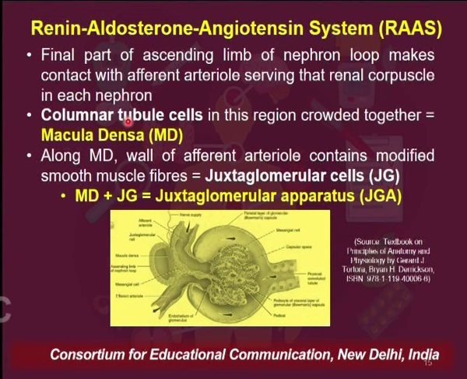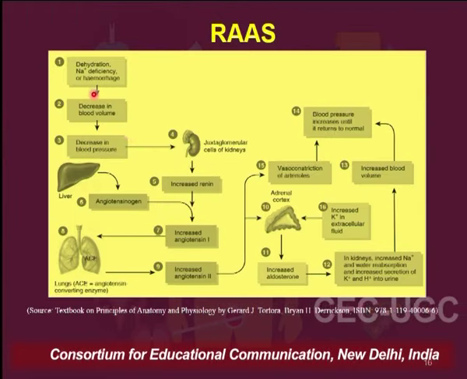So together these MD cells and JG cells are referred to as the juxtaglomerular apparatus, which is located here, just above the Bowman's capsule in each nephron. Now whenever there is any kind of imbalance in the blood pressure and blood volume because of several reasons, for example dehydration, sodium ion deficiency, or any kind of blood loss, this will definitely lead to a decrease in the blood volume, which will in turn decrease the blood pressure.